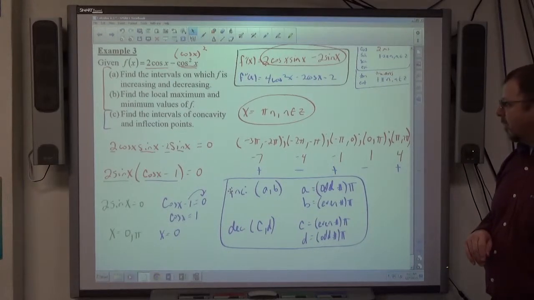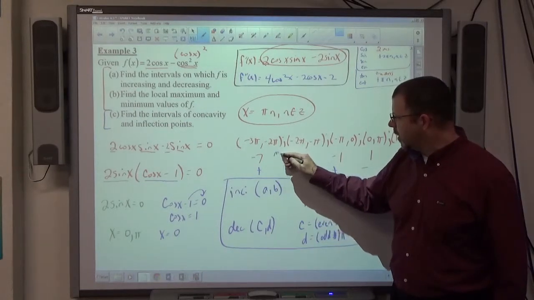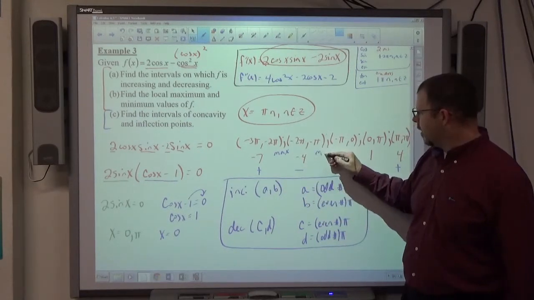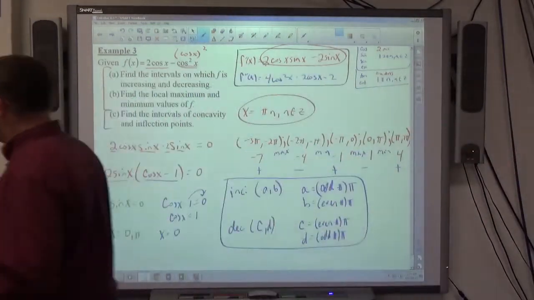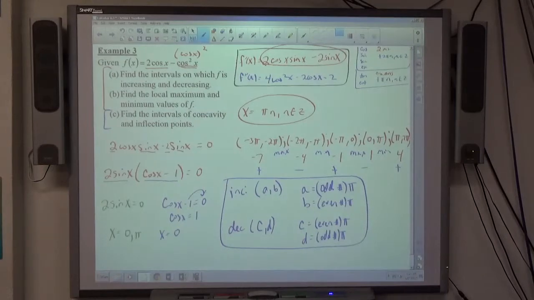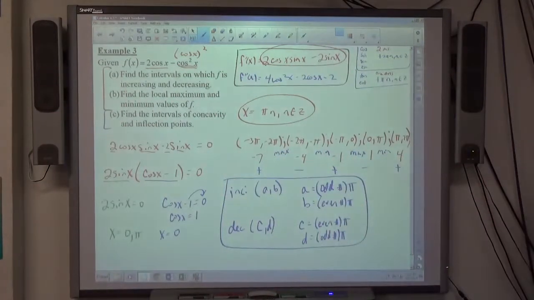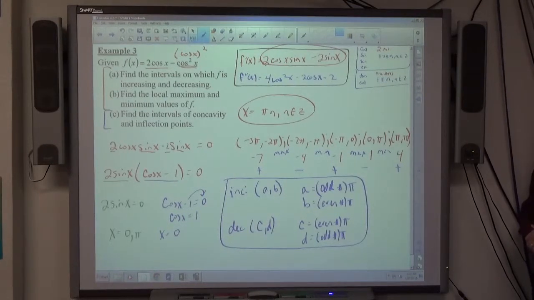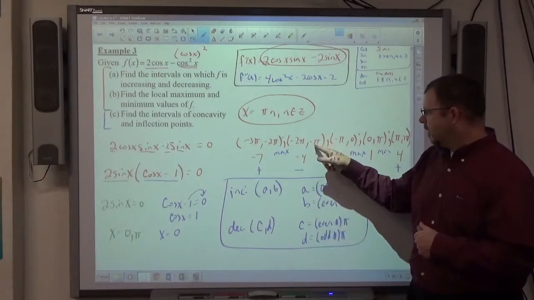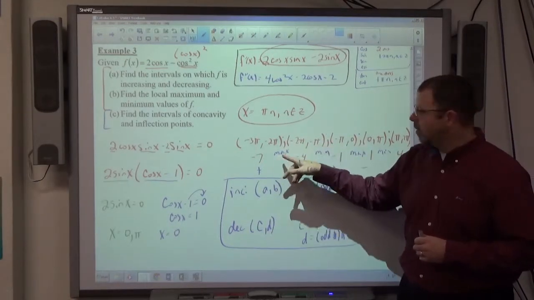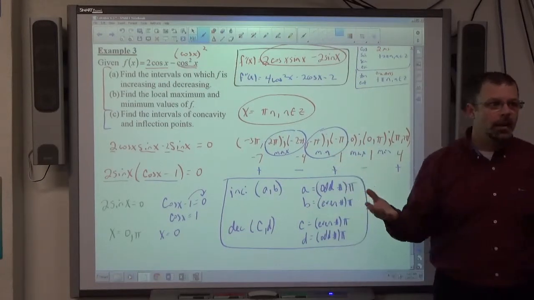Local maximum minimum values. Okay, so we know it's going up to the maximum here, then it goes down to a minimum here, up to a maximum, down to a minimum. Right? So the maximums occur at the even number pi's and the minimums occur at the odd number pi's, right? So again, if it goes up, then down, it hits the top, down, then up, it hits the bottom. Maximums happen at evens, minimums are happening at odds because that's what's happening, right? Again, all the way to infinity.